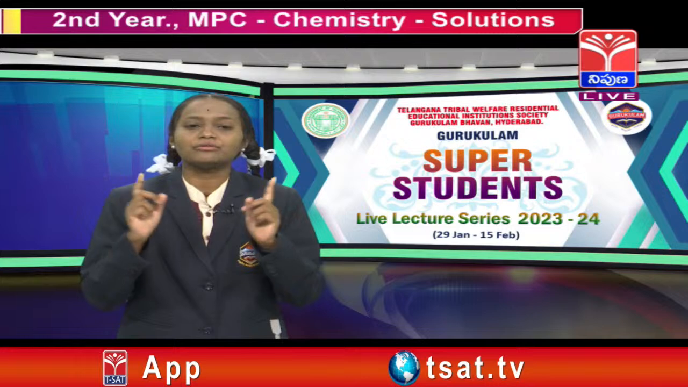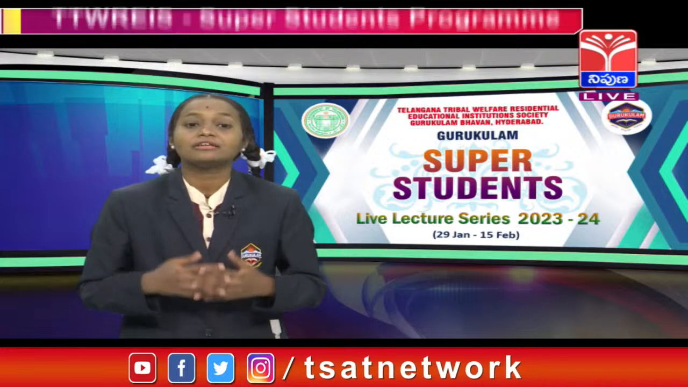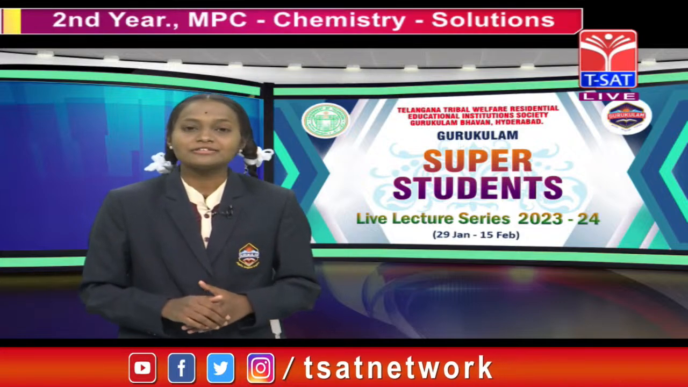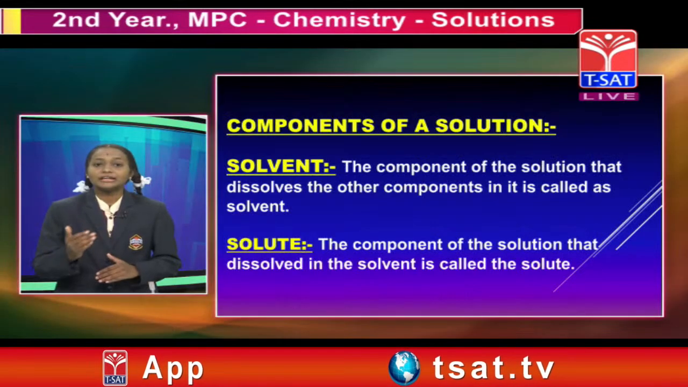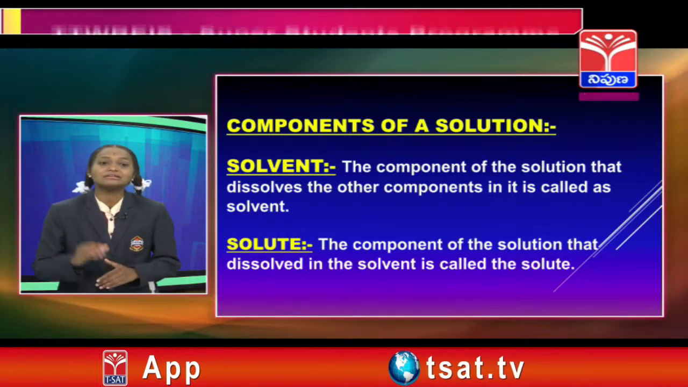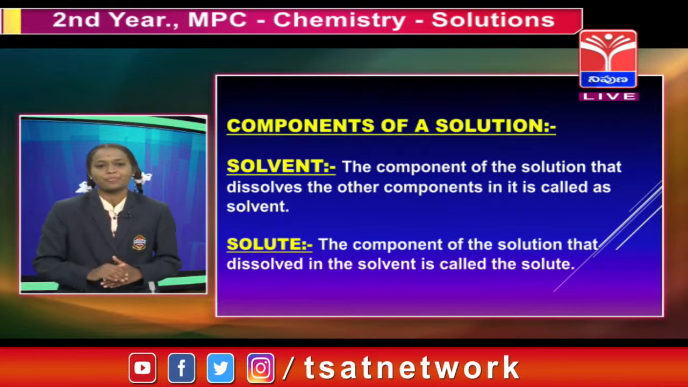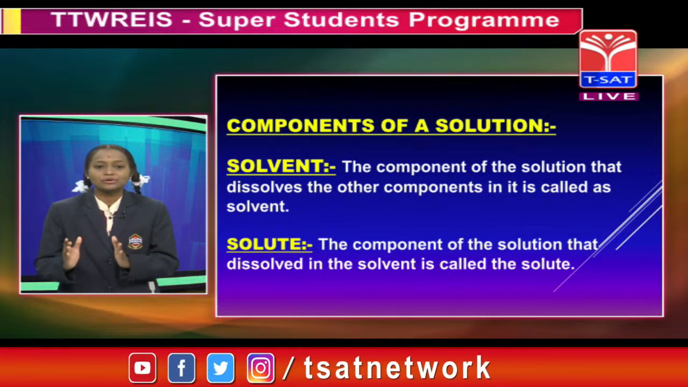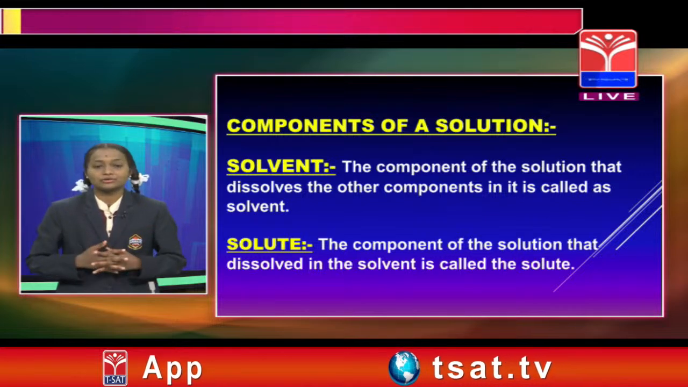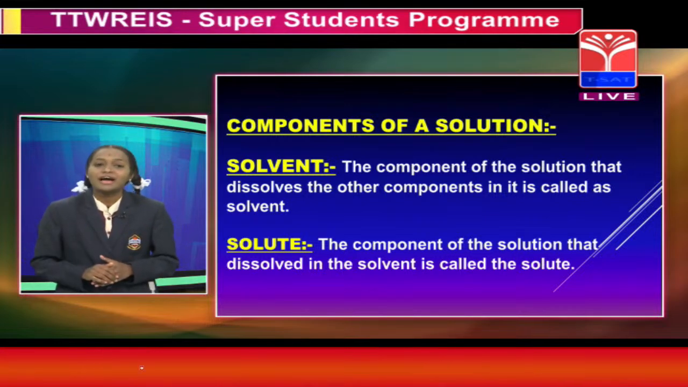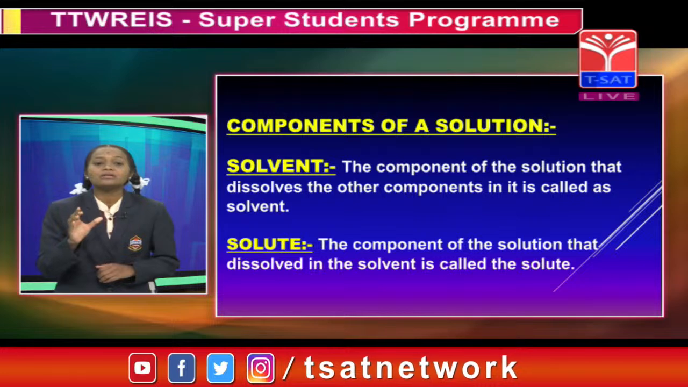Components. In the universe, everything has a name. So, in chemistry, in solutions, the components have their own names. Let us know what the components are. Components of a solution. In the copper sulfate solution, the water is in larger quantity, right? And it dissolves the copper sulfate in it. So, solvent: the component of the solution that dissolves the other component in it is called the solvent. So, the component which is in larger quantity and has the capacity to dissolve another component in it is called the solvent.